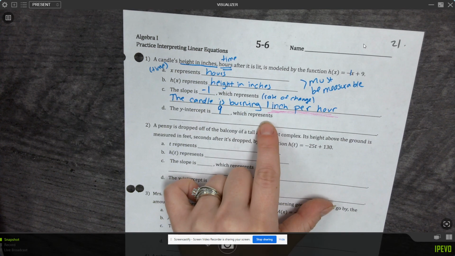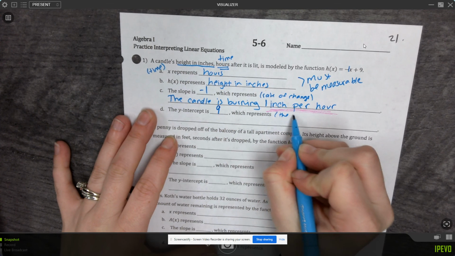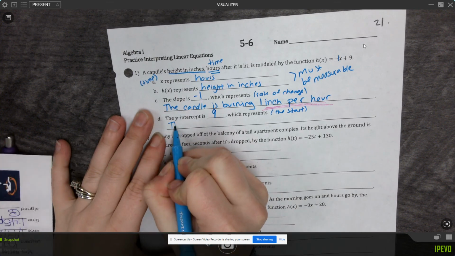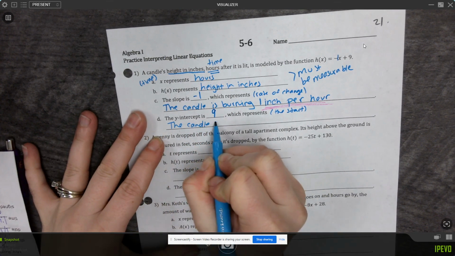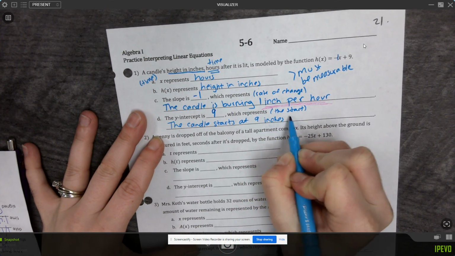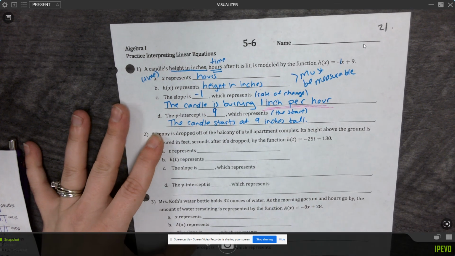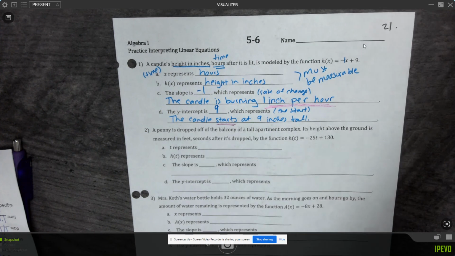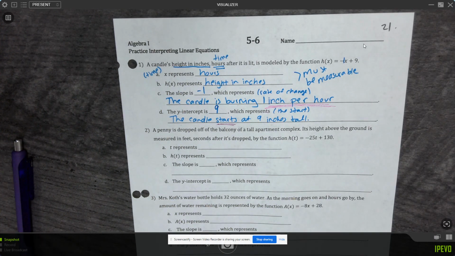Your y-intercept represents the start. So I don't want you to literally just write the start, but I want you to write a sentence that tells me something about how this is the candle's starting height. So the candle starts at 9 inches tall. So in this one, with your y-intercept, you need something that's telling me that that's the start. The candle starts at 9 inches tall. The candle was 9 inches in the beginning before being lit. The candle was 9 inches tall. Something along those lines is going to be your y-intercept.